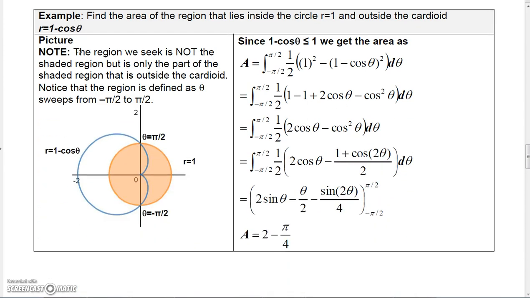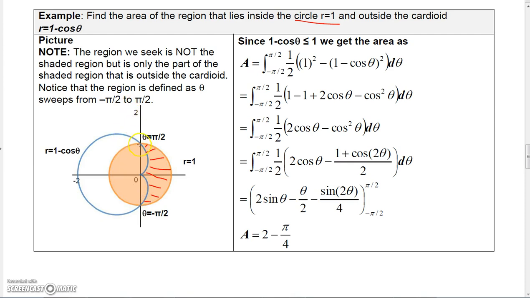Okay, let's do one more. Find the area of the region that lies inside the circle r equals 1 and outside the cardioid r equals 1 minus cosine theta. Inside the circle would be this orange region, and then outside the cardioid would be here. So we're really looking for this area here.